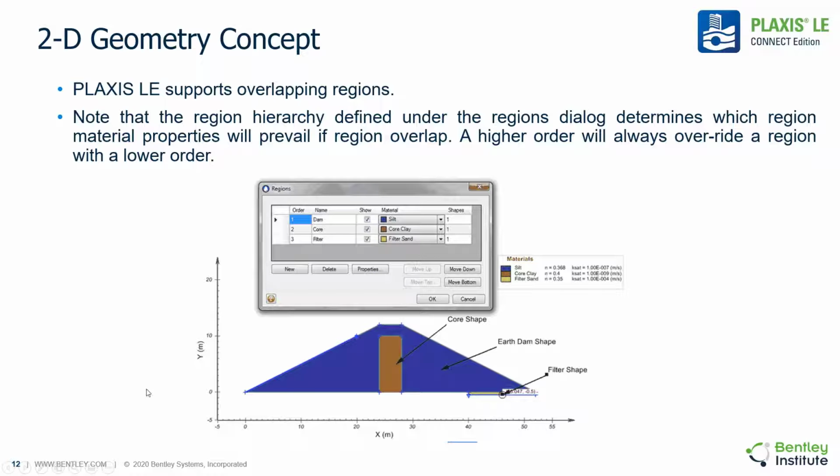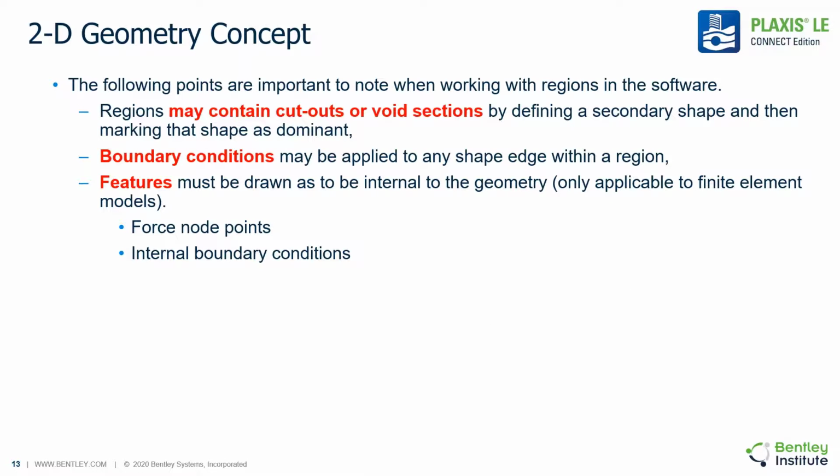Then, the core region can be given an order in the regions dialog which is higher than the dam region, which indicates to the solver that the properties of the core region override the dam region. As we can see here, the brown color indicates that the core shape has a higher order compared to the dam. It's also important to note the following points when working with regions in the software.